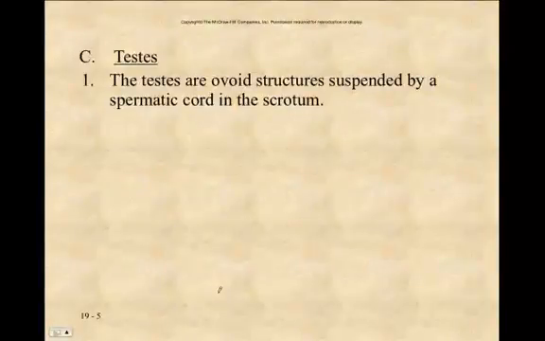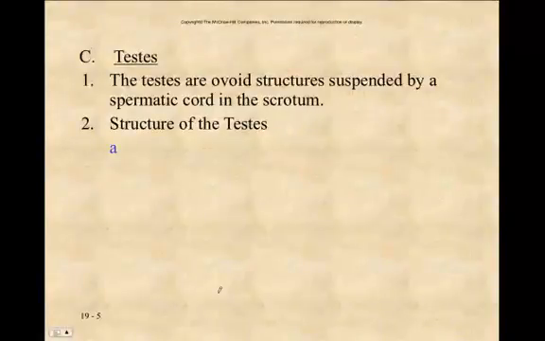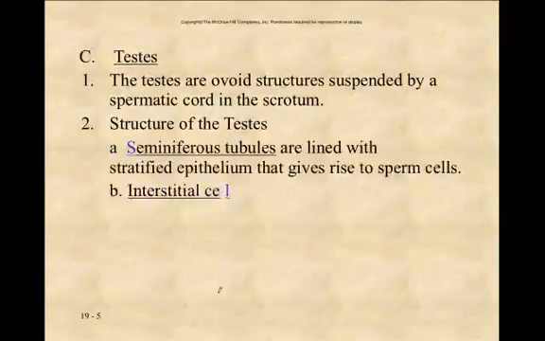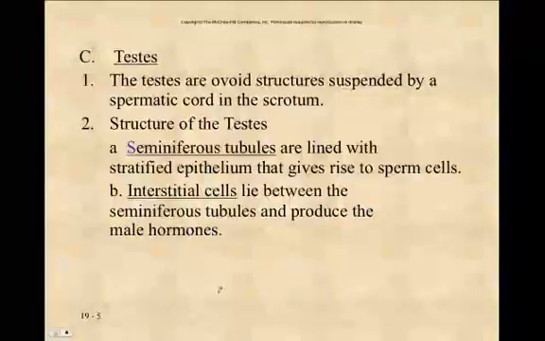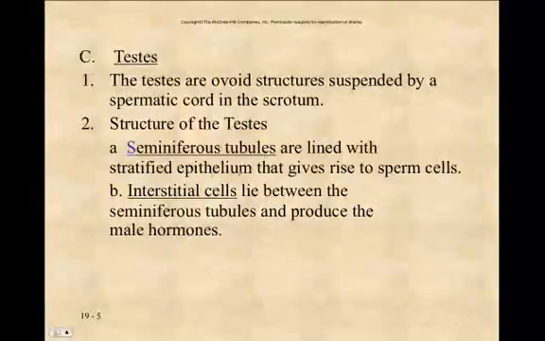So the testes, again, are going to be these ovoid, kind of oval-shaped structures that are suspended by something called the spermatic cord in the scrotum. And I'll show you what this is in just a minute. When we look at the testes, the structure is going to consist of the seminiferous tubules, and I'll show you a diagram of this in just a minute. These tubules run all throughout the testes, and that's where sperm is made. Seminiferous tubules are basically the site of sperm production.